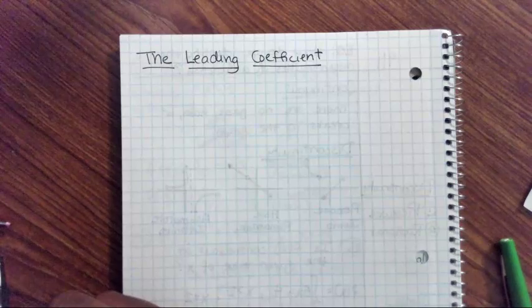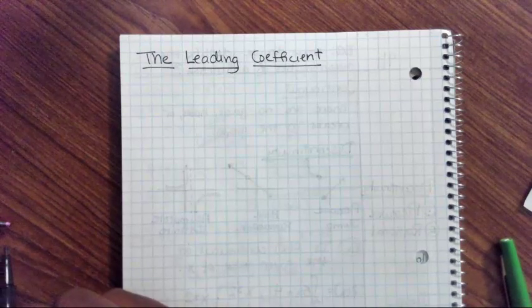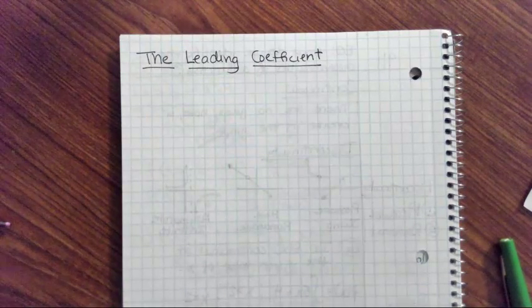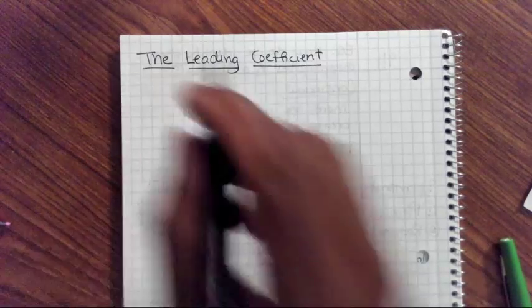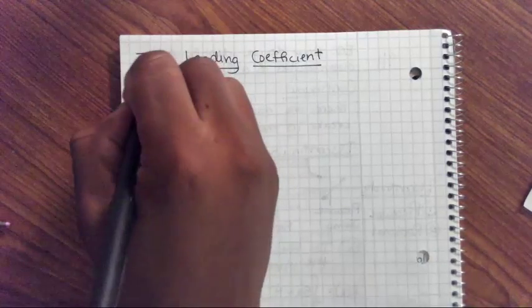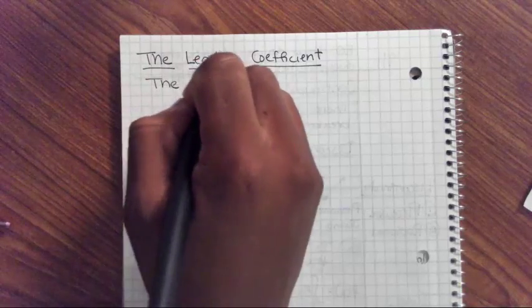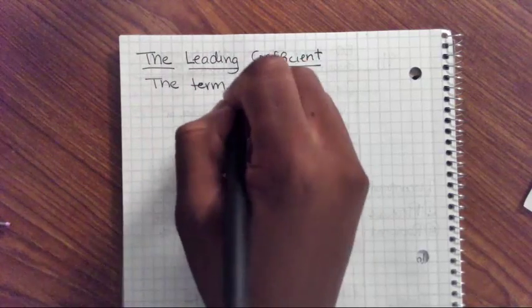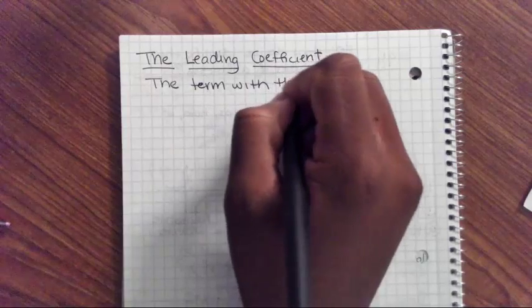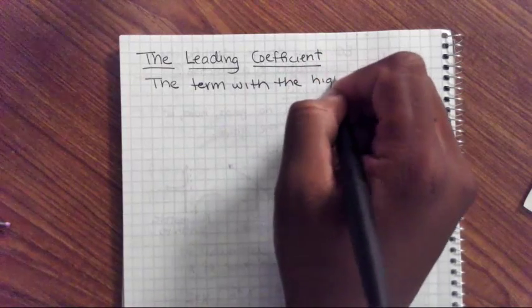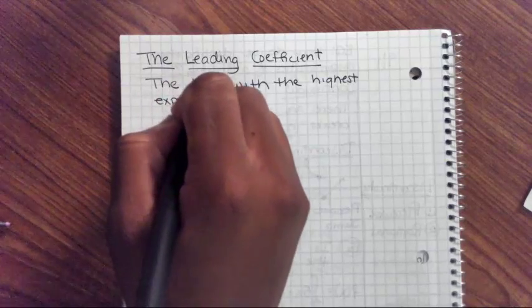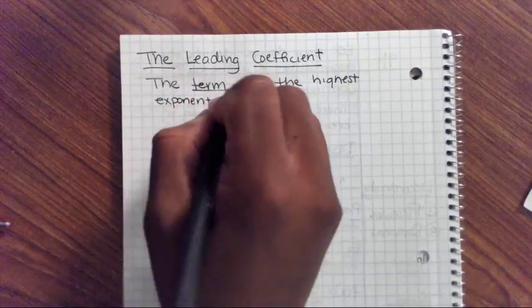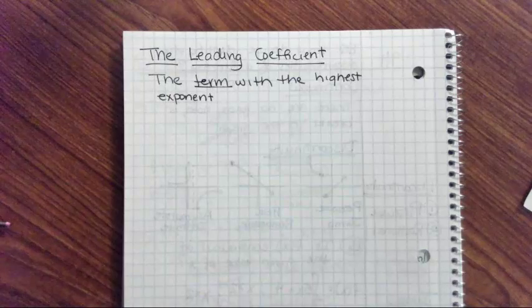So the leading coefficient, let's talk about that. And in these graphs, here's what's going to happen. The leading coefficient is the term with the highest exponent. And realize it's a term, so it's the entire term with the highest exponent.